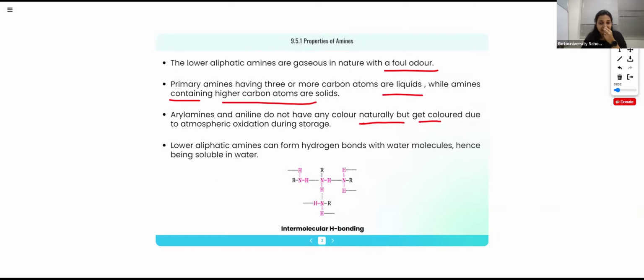Lower aliphatic amines can form hydrogen bonds with water. I told you this is the representation between the amine molecules, not between amine and water molecules. So these are the main properties.